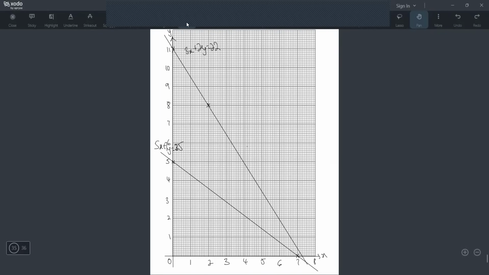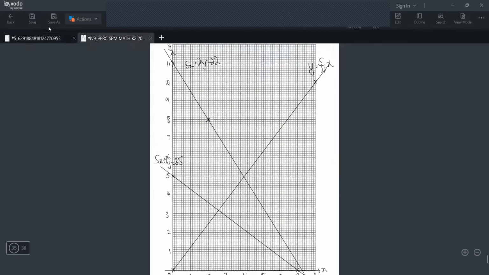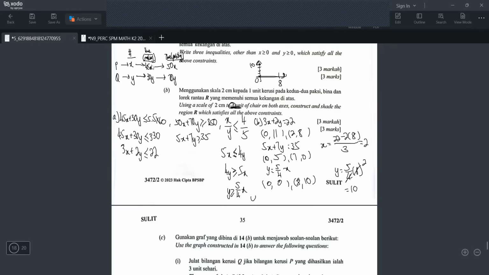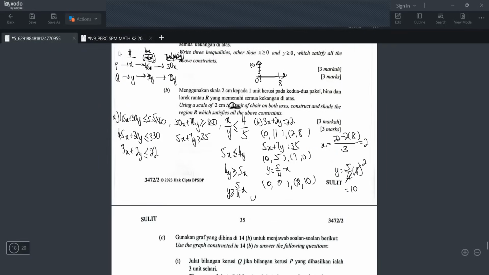So let's plot (0, 0) here, and then (8, 10) is here. Then use the ruler and join these 2 points like this. Yep, good enough. So this is the equation y equals 5 over 4 x. Let's go back to the page. 5 over 4 x, 5x plus 3y equals 35, 3x plus 2y equals 22. Just making sure I label everything correctly. Yep, now we can locate the region.